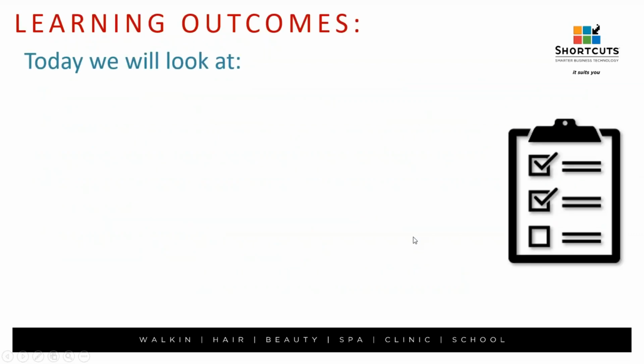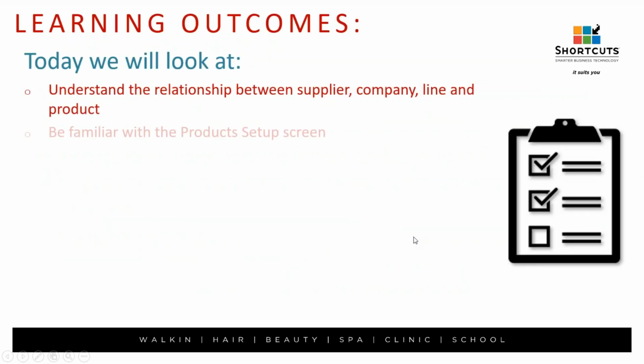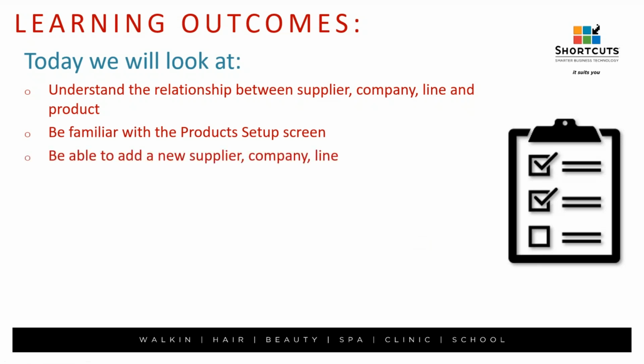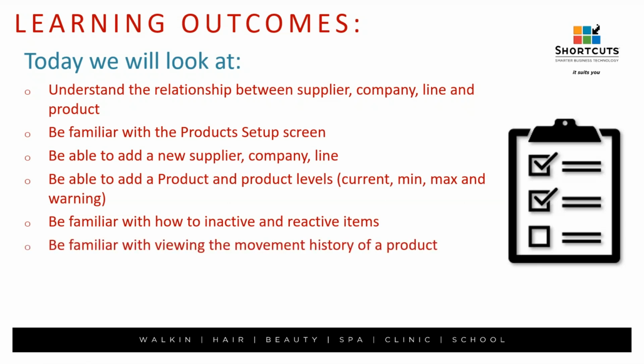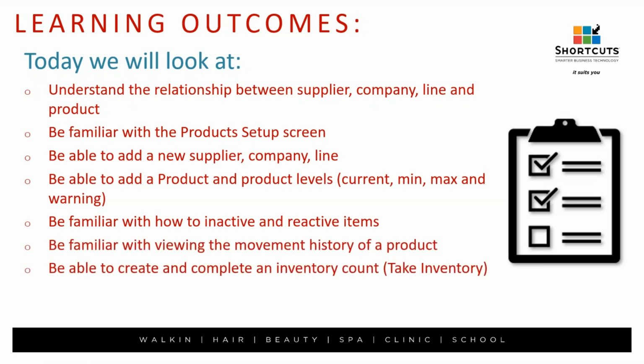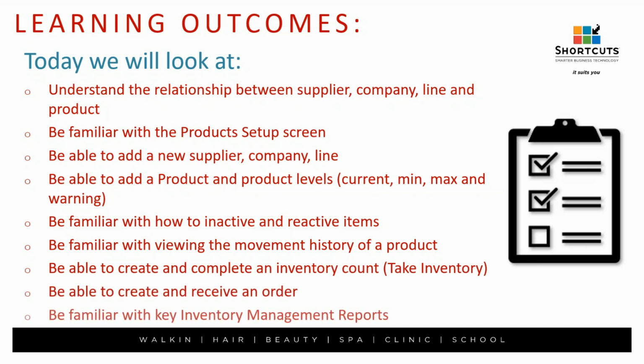So let's actually begin. The focus of today, we've got a lot of things we want to cover. We need you to understand that there's actually a relationship between suppliers, companies, lines, and products. Most of you, if you're dealing with any sort of retail or even back bar items, already know that Shortcuts has a way of tracking this information. But what not everybody realizes is that in order to help Shortcuts track this information and to give you more accurate reports, you always want to know that there's a relationship between suppliers and companies, specifically whenever you're introducing new items.